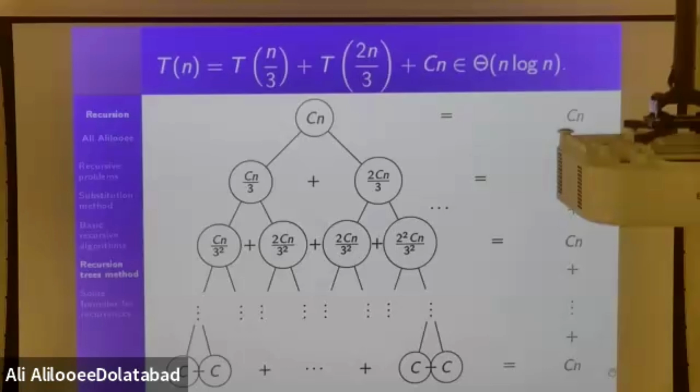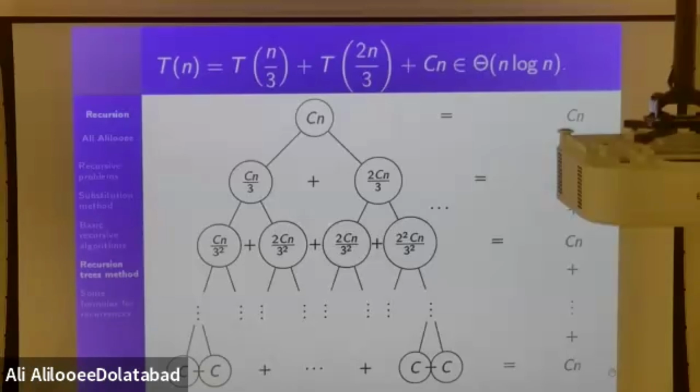First, recursion tree. Recursion tree is another technique for finding the asymptotic behavior of a recurrence. Here we have one example, T(n) equals T(n/3) plus T(2n/3) plus cn. We want to show that asymptotically this recurrence is n log n. That's what we want to show. And when we start the concept of quicksort, we will see that this recurrence is a very helpful recurrence.